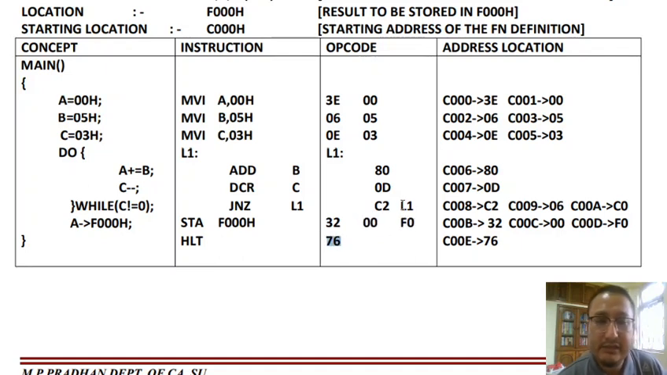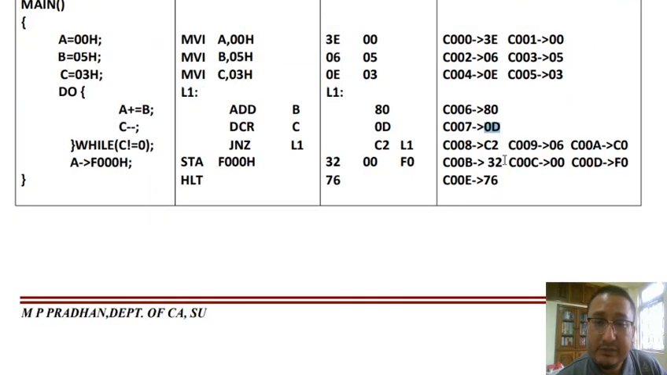Okay, now let us see how this L1 is managed. At C000 we have 3E. At C001 we have 00. At C002 we have 06. Likewise at C003 we have 05. At C004 we have 0E. At C005 we have 03. At C006 we have 80. At C007 we have 0D. At C008 we have C2, right? That is the opcode for JNZ.